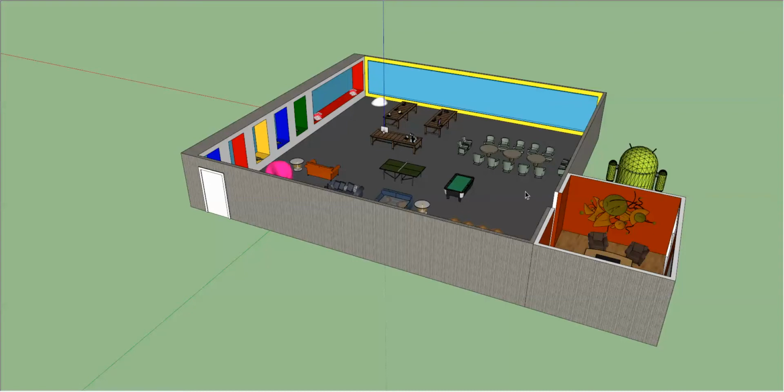Hey everyone, glad I can share my model with you instead of going through and taking screenshots. We'll do it video style. So yeah, this is my classroom of the future.